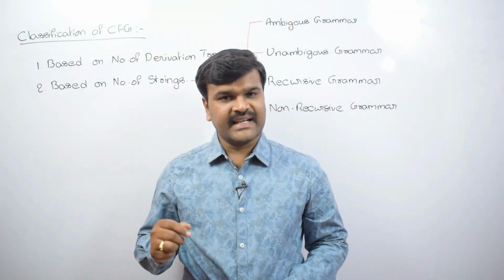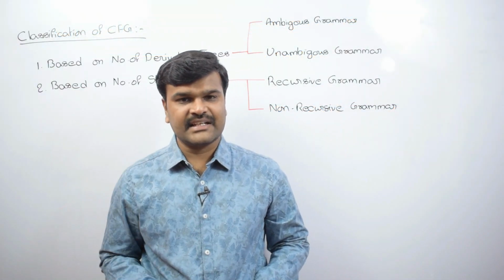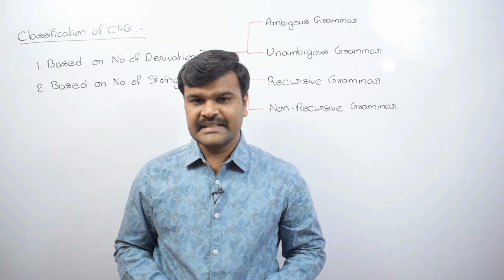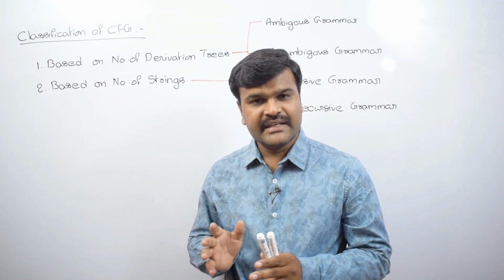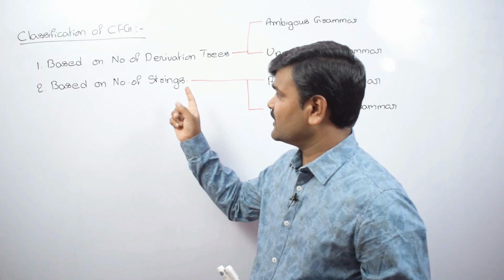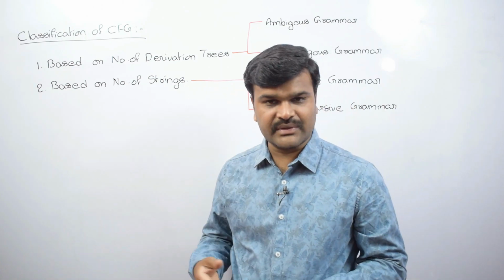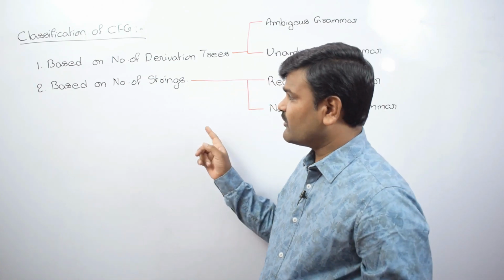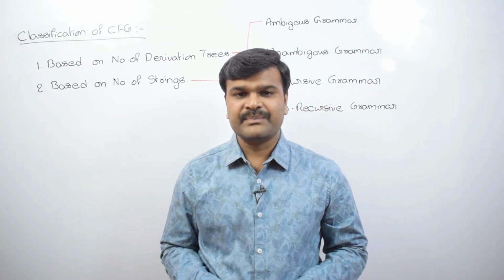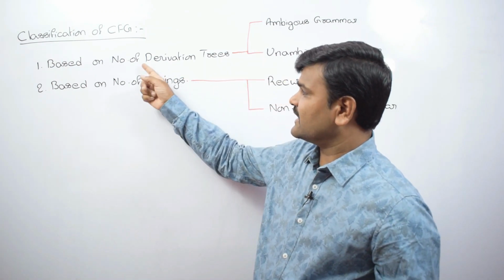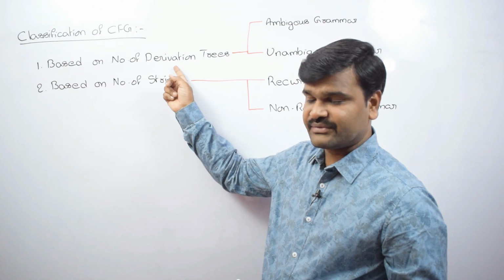Hi. So the next discussion is classification of context free grammar. This classification is going to have two ways. So that is based on number of derivation trees, that is what we already seen, and based on number of strings actually. Okay. So basing on the number of derivation trees, first classification.